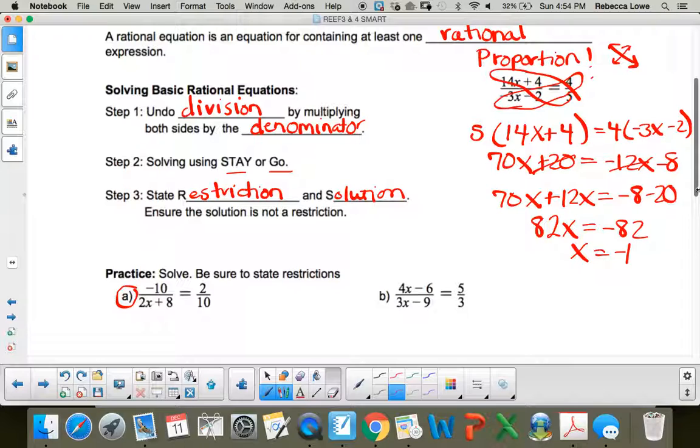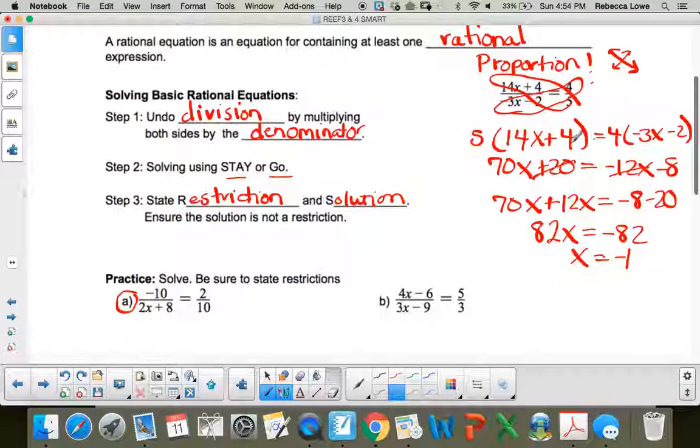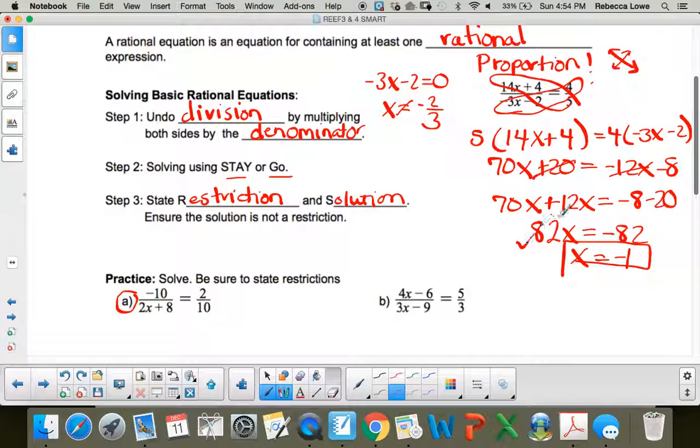Last thing I need to do is check the restriction. So remember, the denominator can't be 0, so if I was to set the left side denominator equal to 0, this would wind up being negative 2/3. So x cannot be negative 2/3, so my solution is not my restriction, so I've found it.